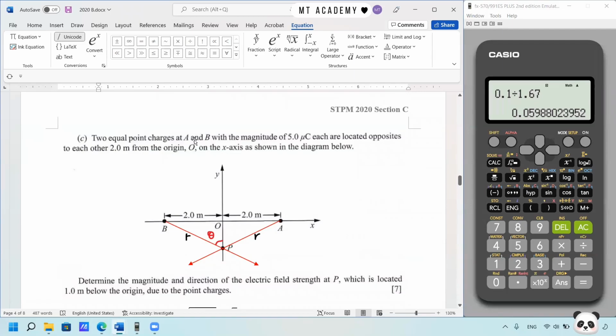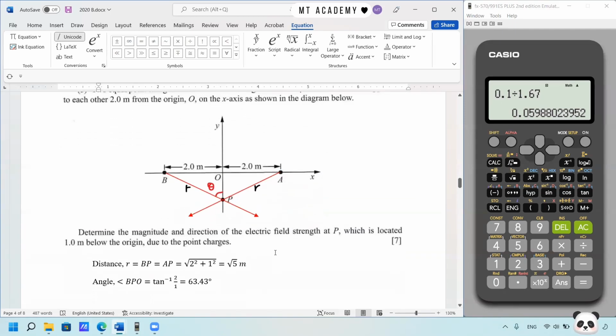Two equal point charges at A and B with a magnitude of 5 microcoulomb each are located opposite to each other, 2 meters from the origin. Determine the magnitude and direction of the electric field strength at P, which is located 1 meter below the origin, due to the point charges. The question only mentions the magnitude, so we just assume that both of the charges are positive charges, so the electric field is produced in an upward direction.